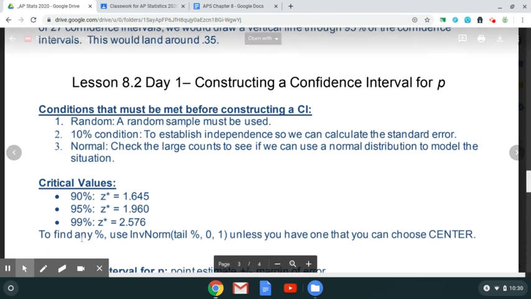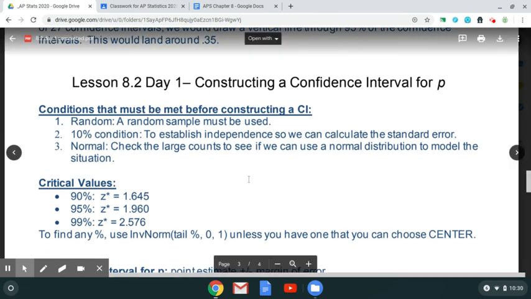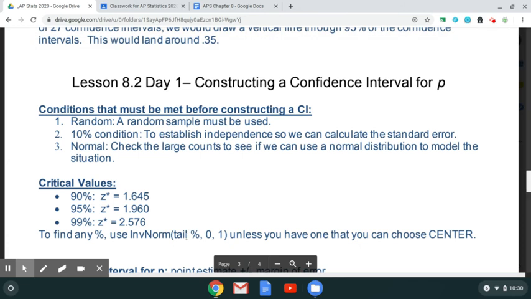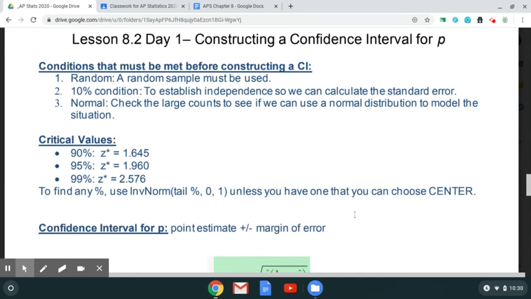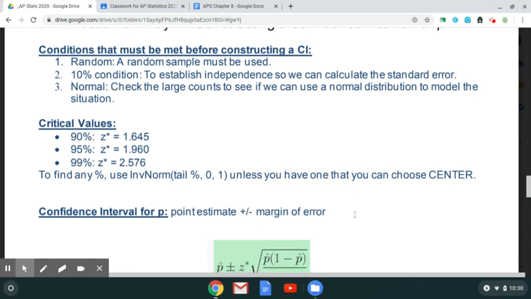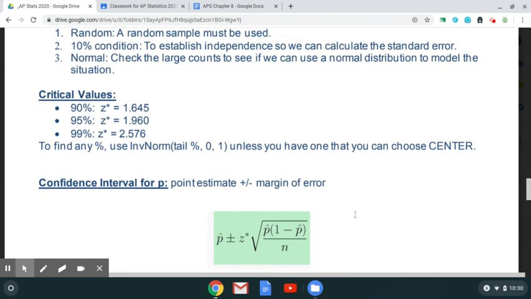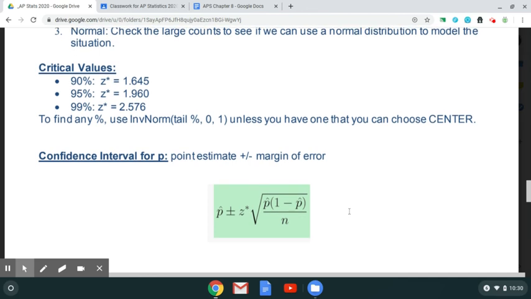But you can also do any percent using inverse norm. You'll remember you'll put your tail probability always to the left unless you have the calculator where you can choose center. So your confidence interval is going to be your point estimate plus or minus your margin of error. We learned that in the last videos.